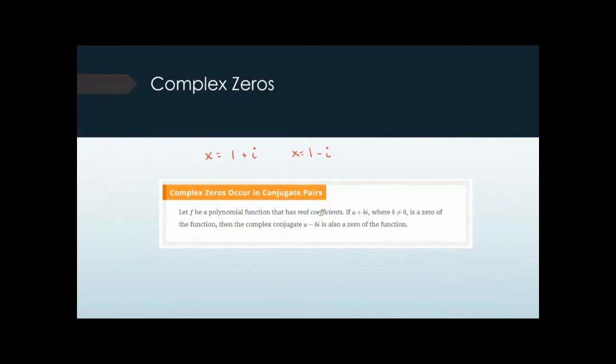So if you have something that's a cubic and one of the zeros is complex, the other has to be complex, and then you have one zero left over. This is helpful because if you figure out one of them is complex, then you have fewer zeros to find because you automatically know the second one, just the opposite sign of the i. So they always come in pairs.